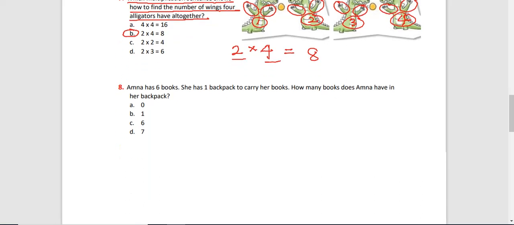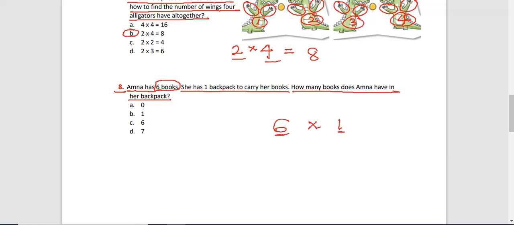Question number 8. Amna has 6 books. She has 1 backpack to carry her books. Only 1 backpack. How many books does Amna have in her backpack? Amna only has 1 backpack to carry her 6 books. So altogether, there will only be 6 books in her backpack. 6 multiply 1, which is 6.